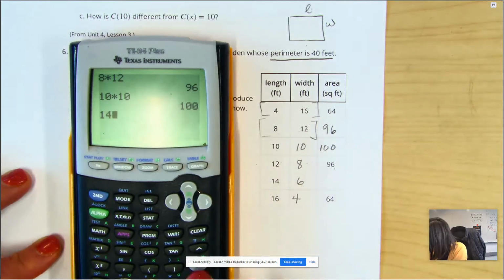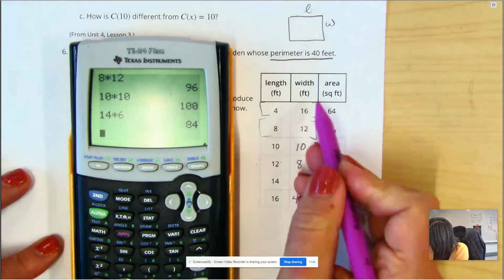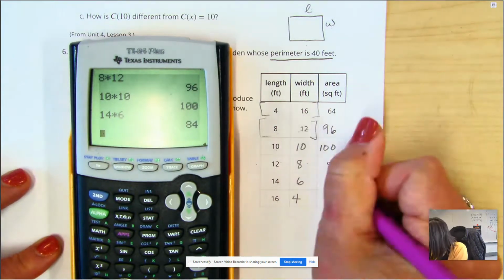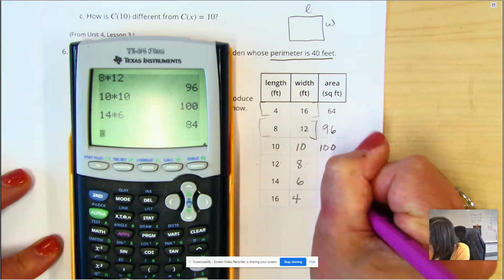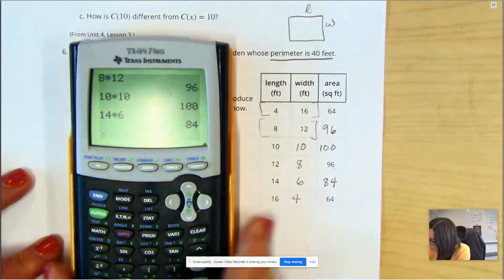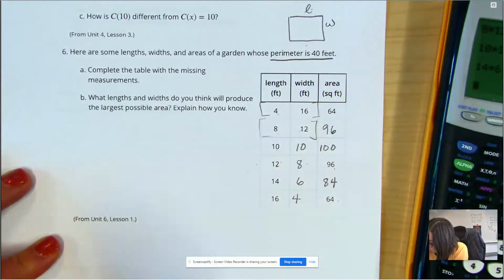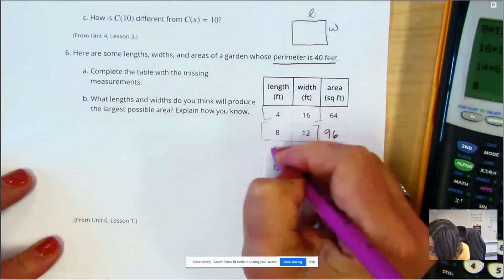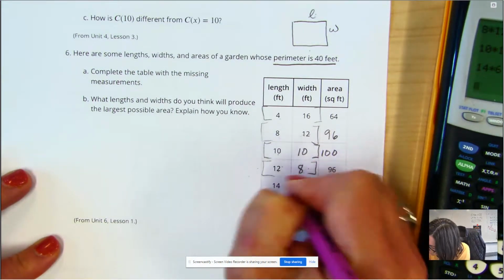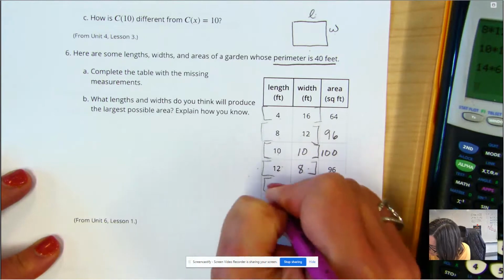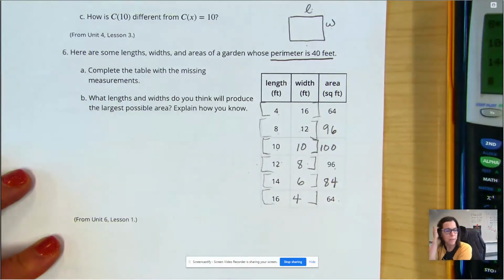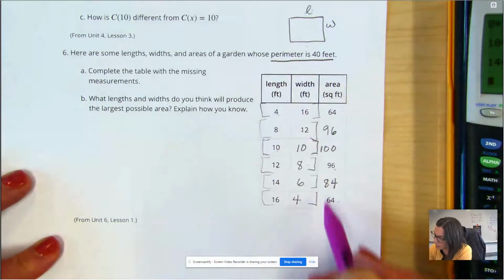How about a 14 by 6? Hey, we did that one up there. No, we didn't. I'm sorry, dyslexia. 84. But a 16 by 4 is the same as a 4 by 16. All right. We completed it. Yay. These were length and width, all the different lengths and widths that keep a fixed perimeter of 40, and then there is the resulting areas.